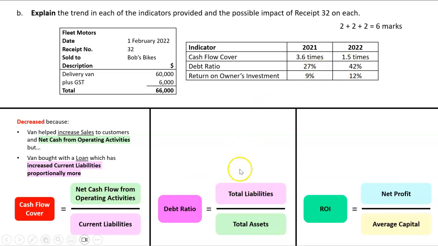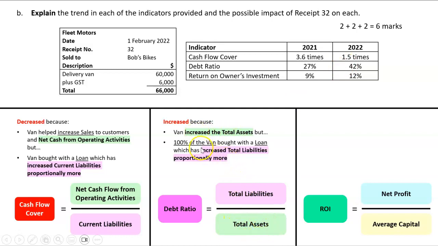That one increased. Why? Because whilst the van did increase total assets here, 100% of the van was bought with a loan. Now, in 2021, only 27% of our assets were financed with debt. Now, if we go and buy another asset and we buy it with 100% debt, mathematically that makes this ratio go up. So, if we were to keep this ratio the same, from 27% in 2021 to 27% in 2022, we would have needed to have bought 27% of the van with a loan, but we bought 100% of the van with a loan. So therefore, when you're increasing total liabilities proportionally more than total assets, this indicator here increased.